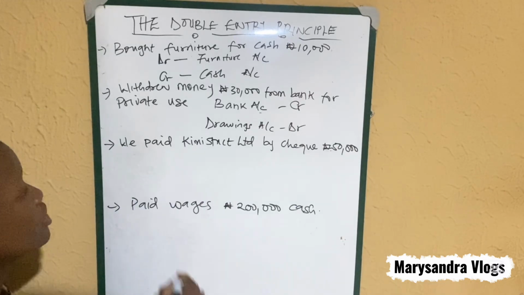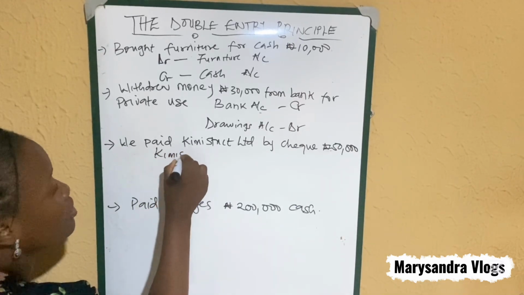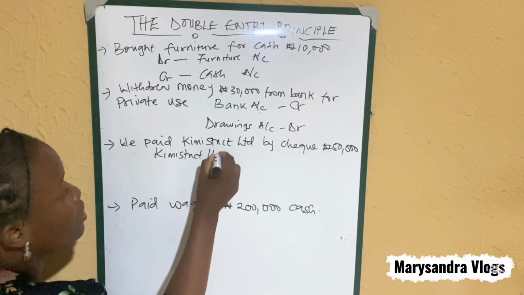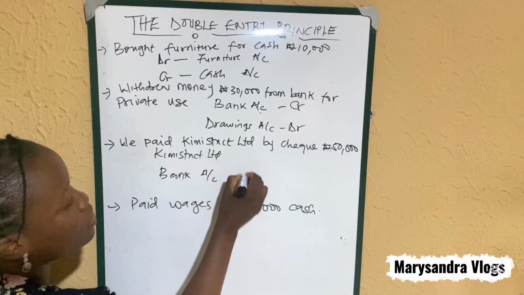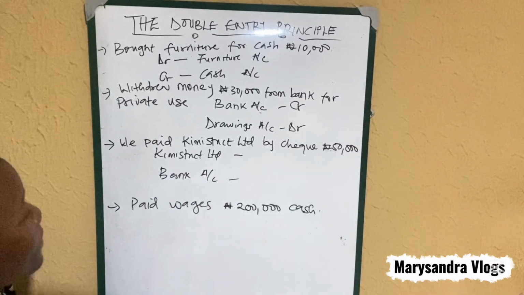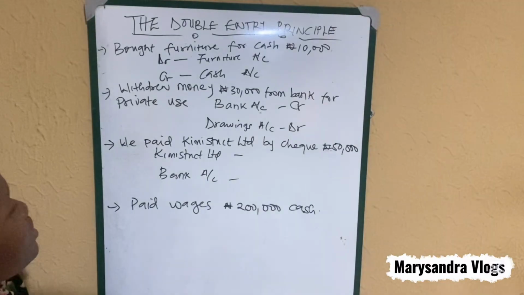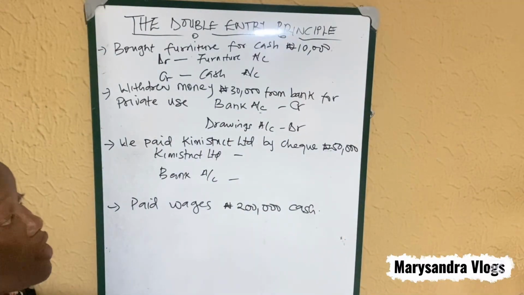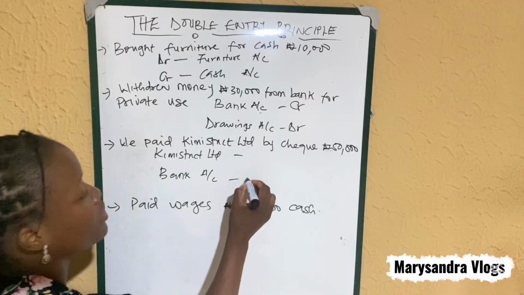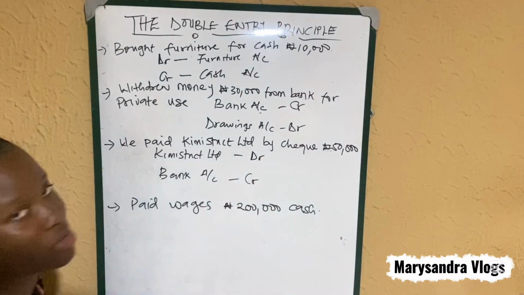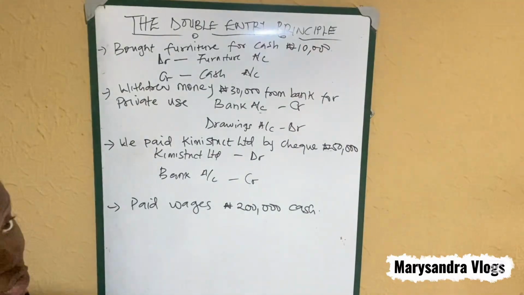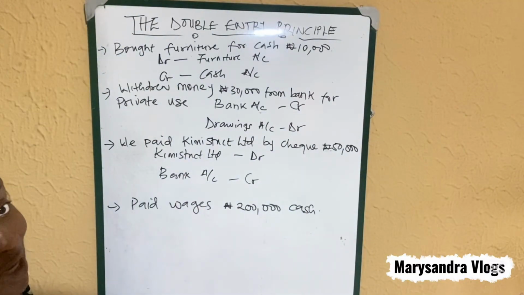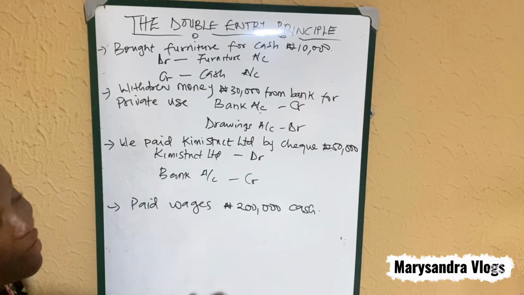Next example, we paid Chemistruct Limited by check 50,000 naira. There are two accounts here. We have Chemistruct Limited and we have bank account, because remember I said whenever we talk about check, we are referring to bank. When you pay Chemistruct Limited by check, bank is going out, of course, so you credit bank and you debit Chemistruct Limited, because Chemistruct is receiving. If it was the other way around, Chemistruct Limited paid us by check, of course it will be reversal. You credit Chemistruct, you debit bank.